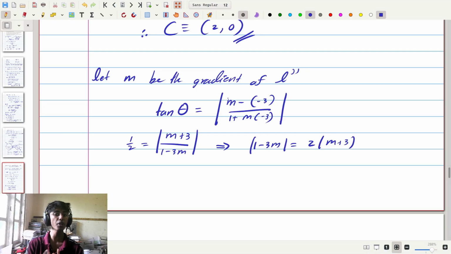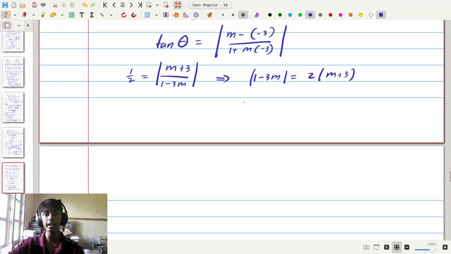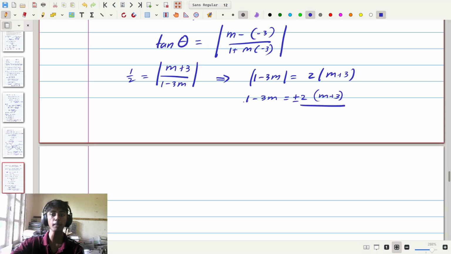Now, when we have a situation where the modulus of one thing is equal to the modulus of another thing, it's either the case that this value is exactly equal to this value, or this value is equal to the negative of this value. So therefore, either 1 minus 3m is equal to 2 times m plus 3, or it's equal to minus 2 times m plus 3. So it's equal to plus or minus 2 times m plus 3.